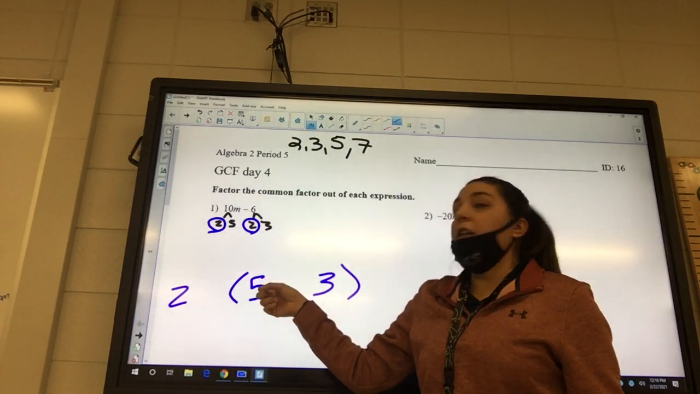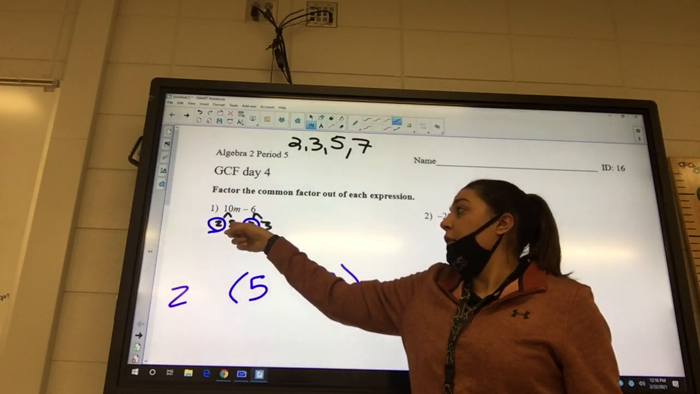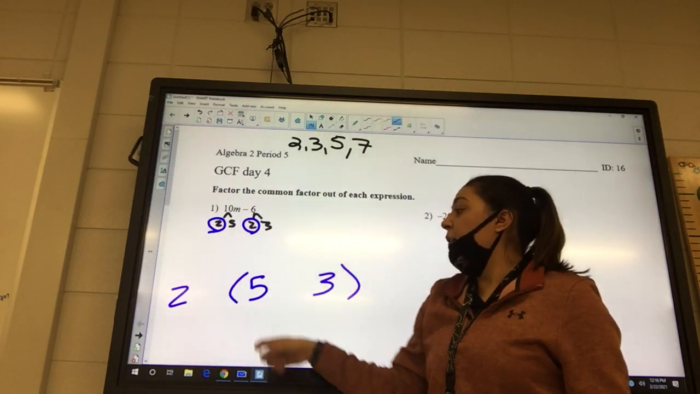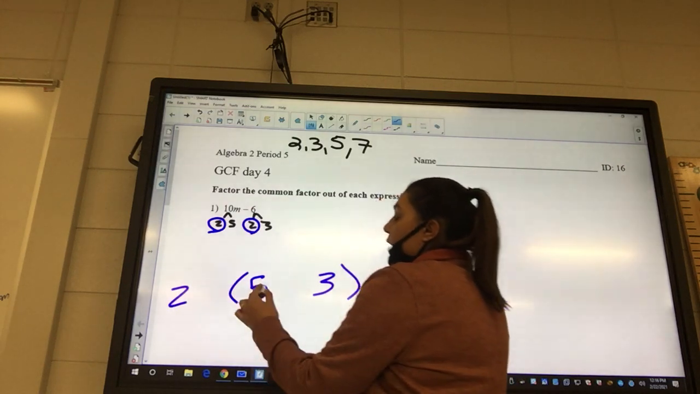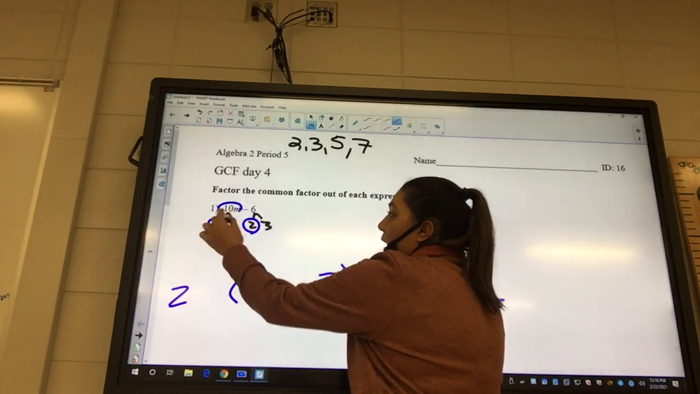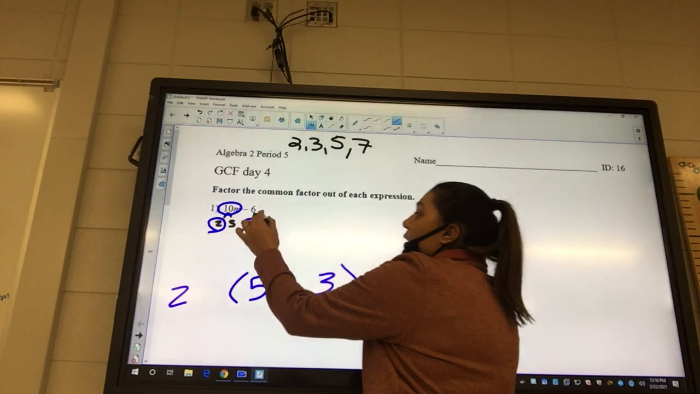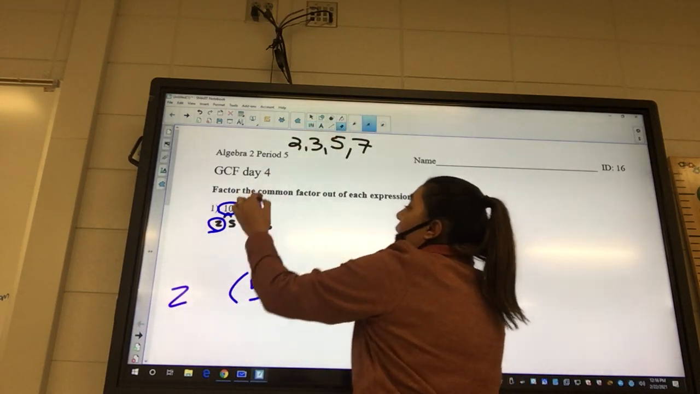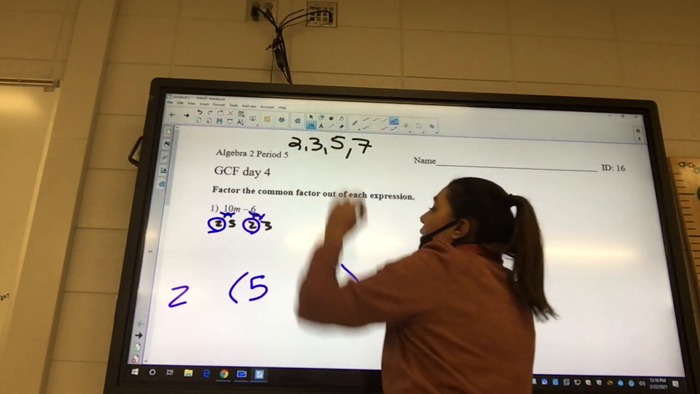I had a 5 here and a 3 here. See this? It has 2 and 5. If you were to distribute this back out, what is 2 times 5? 10. That's how we got that number. 2 times 3? 6. That's how we got that number. So if you distribute back out, you should be able to get those.